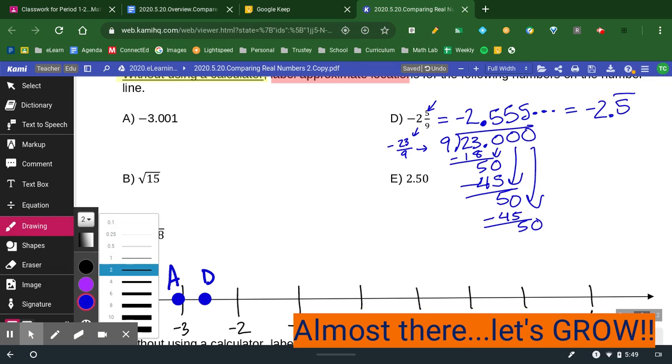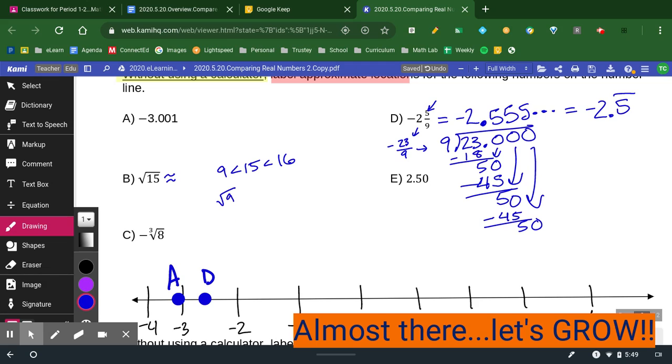Let's continue on with point B. Be nice to have a nice accurate guess for the square root of 15. So let's find our bookends here. The square root of 9 is 3, the square root of 16 is 4, and the square root of 15, I don't know what it is exactly, but I do know it's going to be about 3 point something. Now let's go ahead and at least come up with the tenths place here.